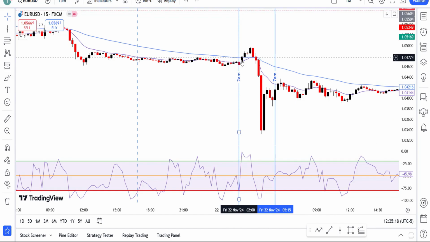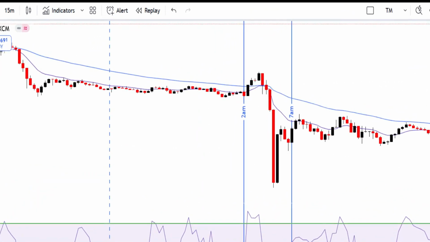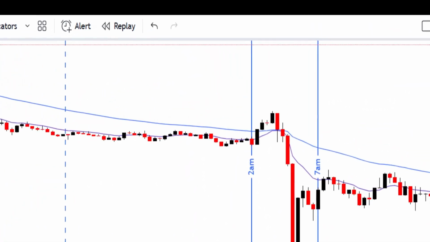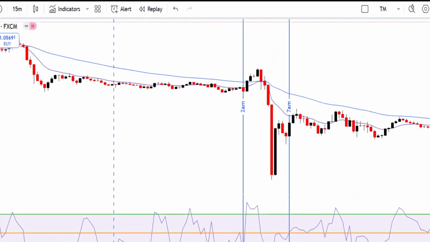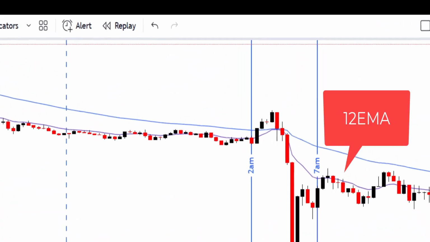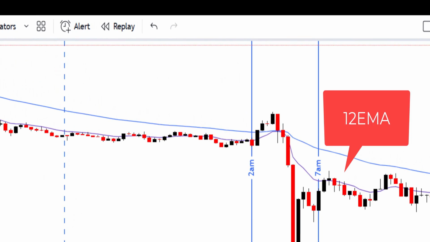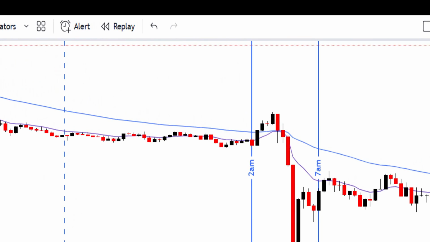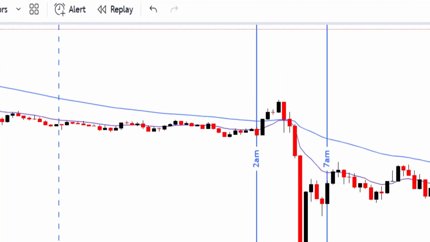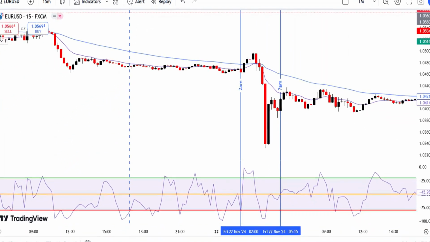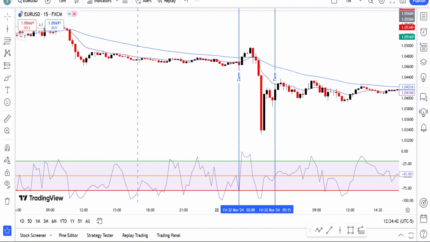Step 1. Check your trend. We start by confirming the trend on the 15-minute chart. Here, the 12 EMA is clearly below the 50 EMA, confirming a bearish trend. This tells us we're only looking for sell setups. Notice how the price has been respecting the 50 EMA during pullbacks. Each time price tests this area and rejects it, it reinforces the strength of the downtrend. This is exactly what we need to see before moving to the next step.